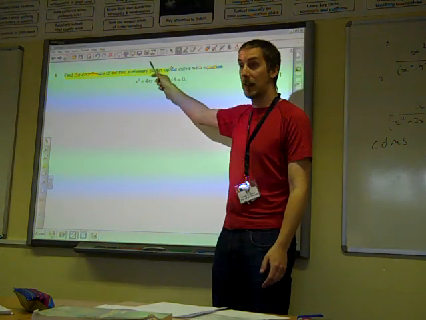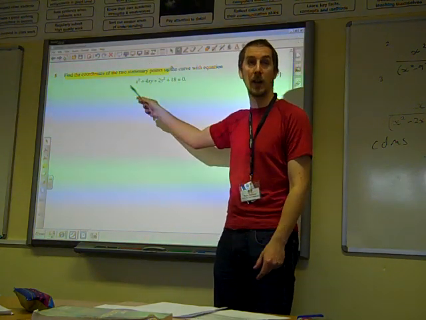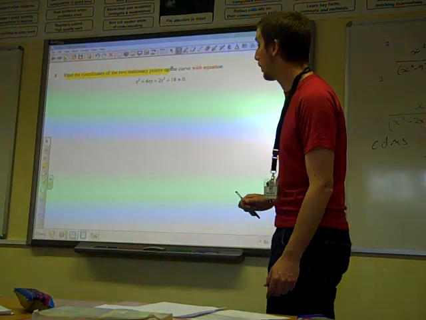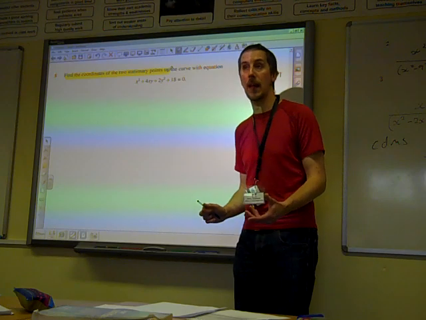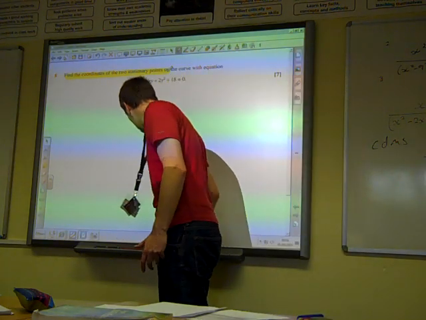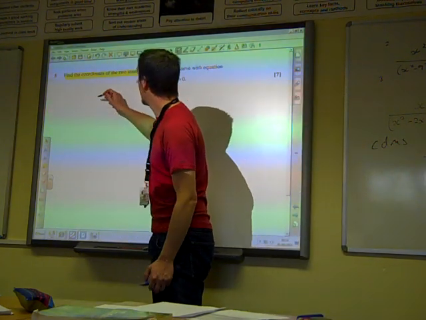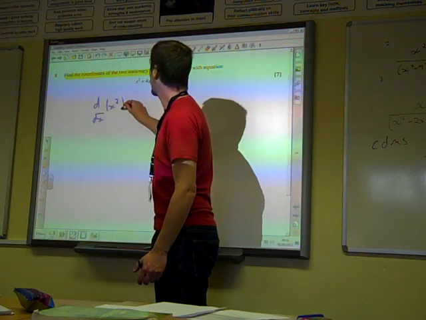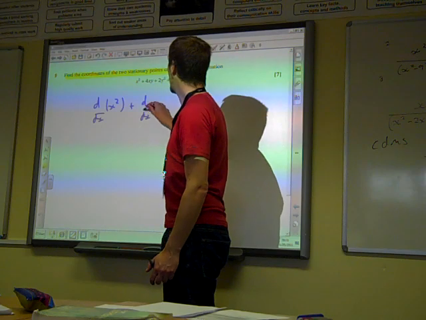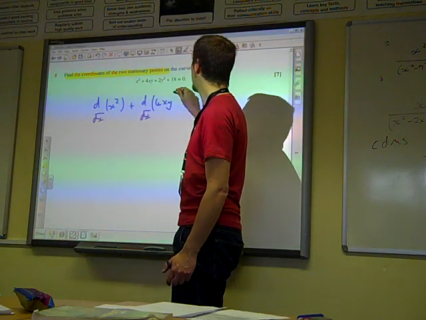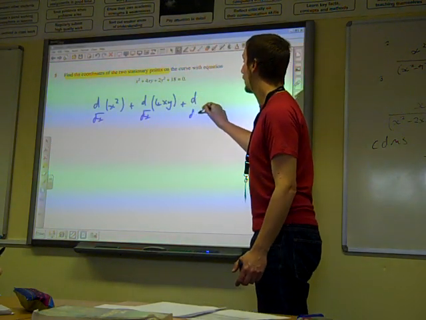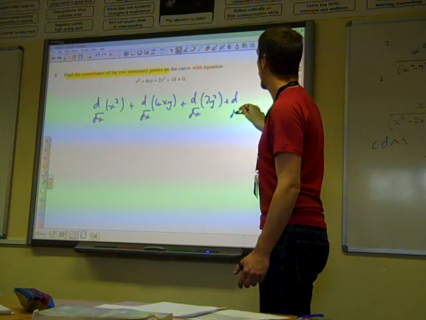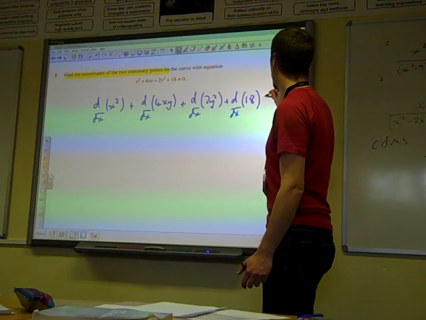And so again, it's that same thing. It's using that skill of working out when we have to differentiate. As soon as we read find coordinates of stationary points, we know we're going to find dy by dx. So we've just practiced this, we go straight into it. We're going to say it's the derivative of x squared, plus the derivative of 4xy, plus the derivative of 2y squared, plus the derivative of 18 is 0.